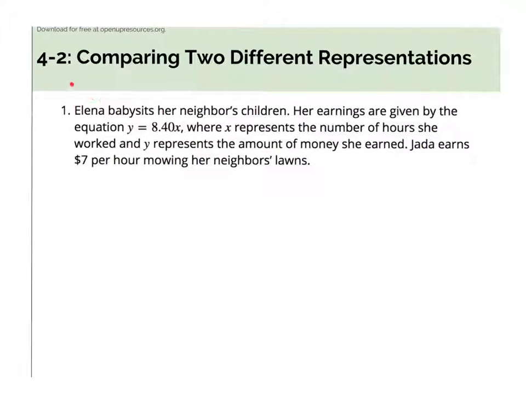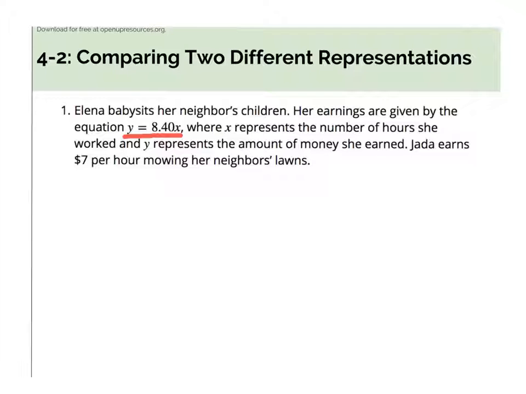Moving on to 4-2, comparing two different representations. I'm going to read this, so read along, and as I go, if we underline something, underline it in your book as well. It might be important. Number 1. Elena babysits her neighbor's children. Her earnings are given by the equation y equals 8.40x. It's a pretty big deal when they give an equation.